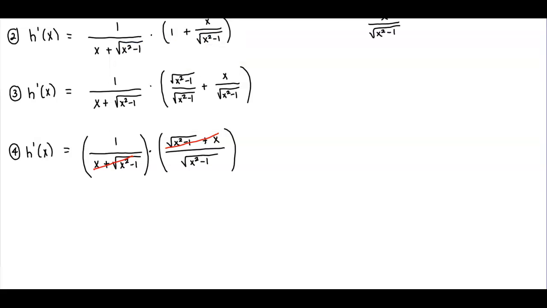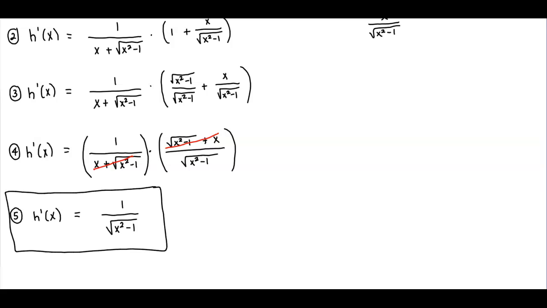And so therefore, we know that h prime of x is going to equal 1 in the numerator divided by the square root of x squared minus 1. And so therefore, there is the derivative of this function.